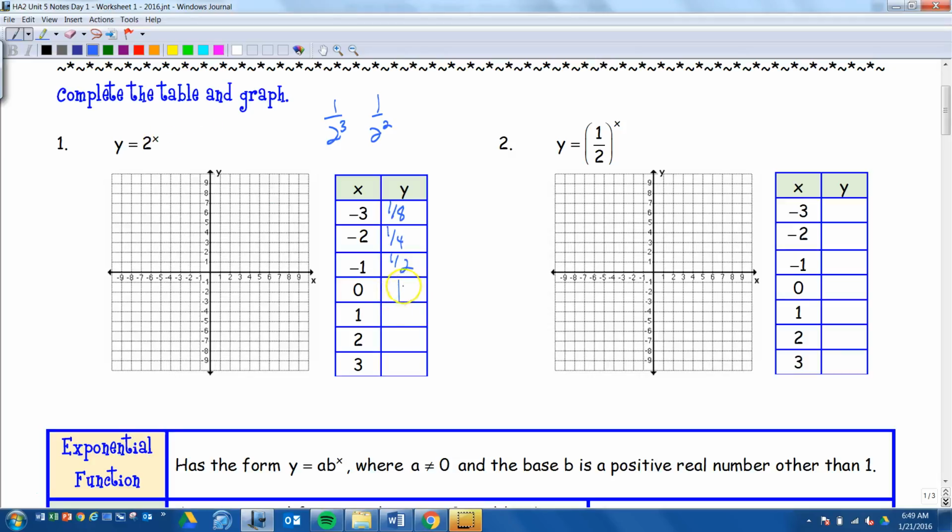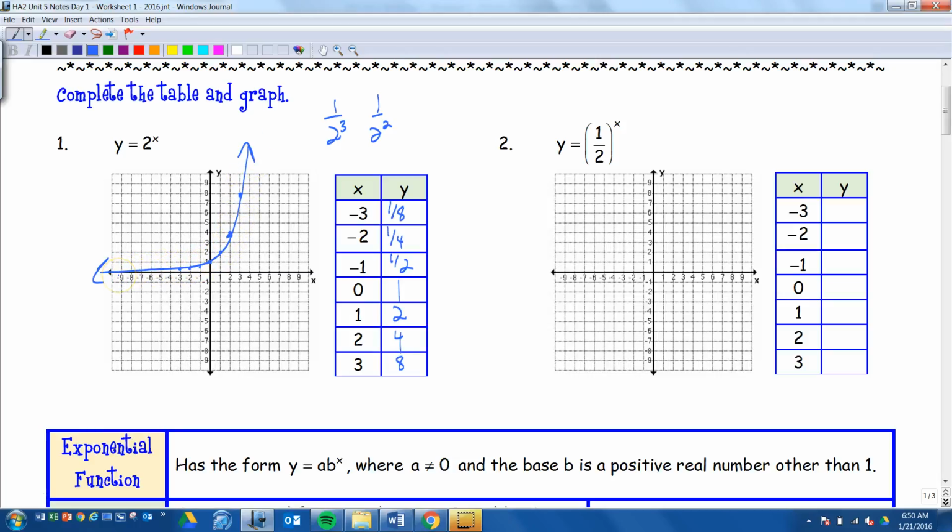Anything to the 0 power is 1, 2 to the first is 2, and then 4, and then 8. So let's look and see what that looks like. So negative 3 is right there, negative 2 is right there, negative 1 is here, 1, 2, 4, okay, and then 3 is 8. Okay, so when you graph these, what happens is that no matter what number you put in for x, it'll never get to 0. So there's actually a horizontal asymptote right there.